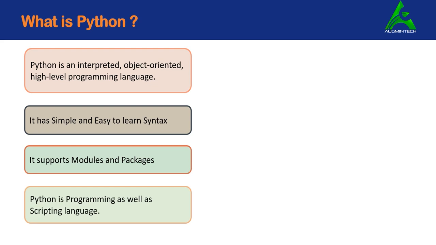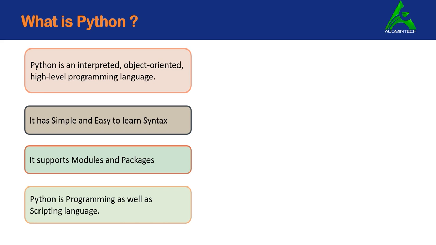Now Python is a programming as well as a scripting language. So to understand this, first let's define what a program is. A program is nothing but a set of instructions, or it is an executable piece of software that runs on a computer. And what is a script here? A script is nothing but a program only.